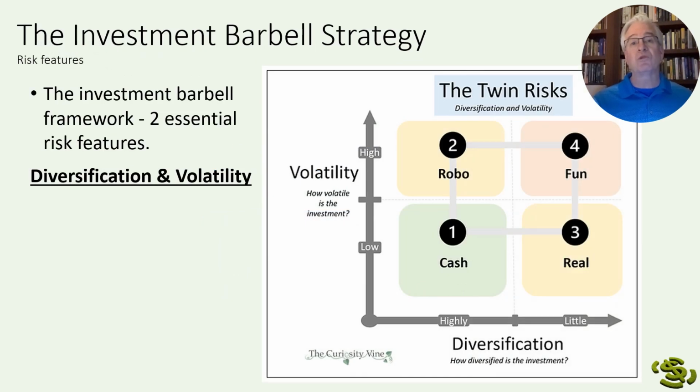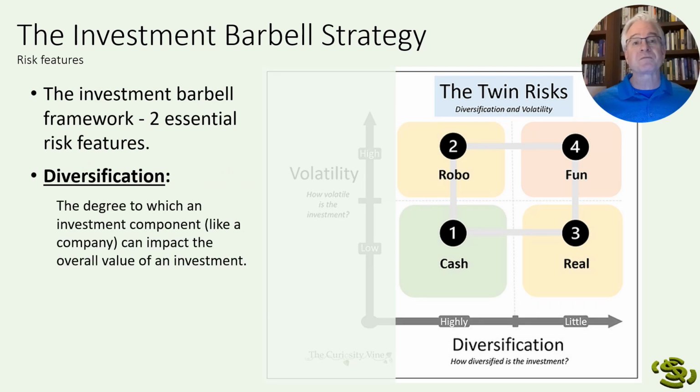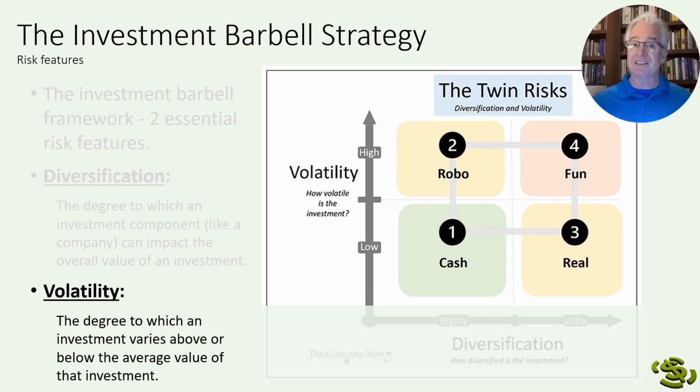As a reminder, we will start with where we left off before. Let's discuss the 2 essential risk features, diversification and volatility. Diversification is the degree to which an investment component, like a company, can impact the overall value of an investment. The more companies, the higher the diversification. Volatility is the degree to which an investment varies above or below the average value of that investment. The more the investment varies from the average, the higher the volatility.